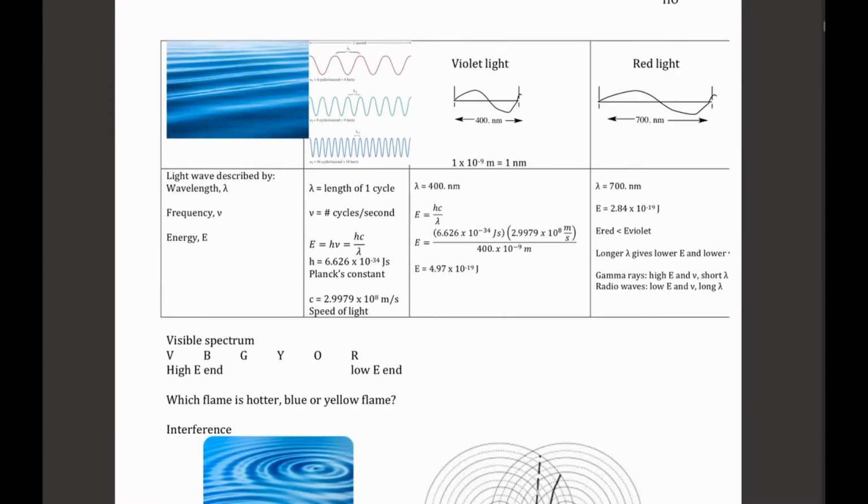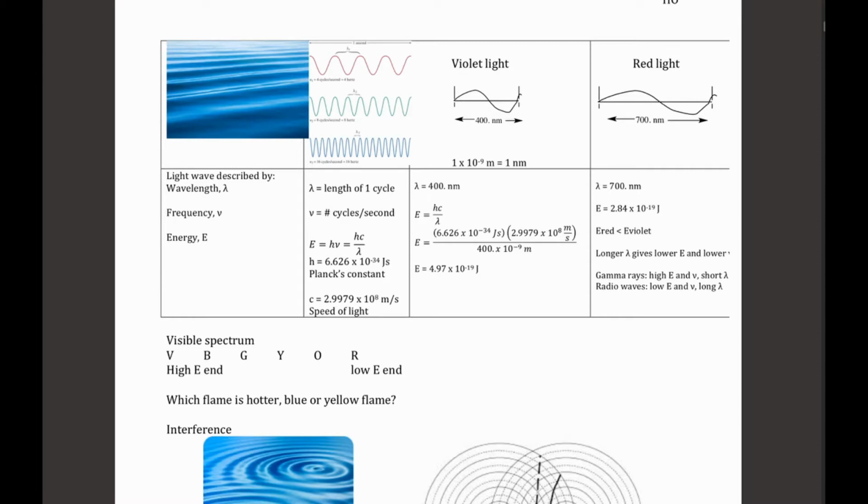Going to our next page. So we have a wave. Light is a wave, much like a water wave. We describe the light wave by wavelength, by frequency, or by energy. So wavelength is the length of one cycle, so going from the zero line to the crest, back to the zero line, to the trough, and then back to the zero line. That whole wave, that length of that wave would be its wavelength.